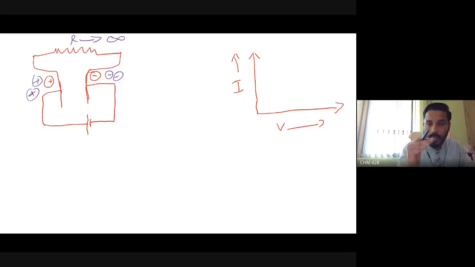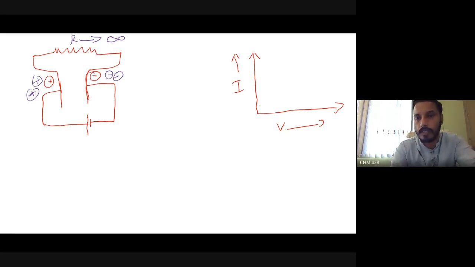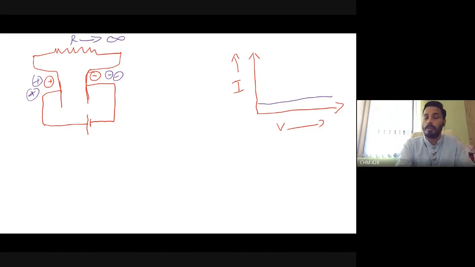Yes. But the charge is accumulating, which means the voltage will change. But resistance is very high, so there won't be any current flow. So there will be a voltage change without a current flow, which means the graph will look like this. Voltage is changing, but there is no current flow. You can see that. It's a horizontal curve, parallel to the V-axis. I hope this point is very clear.